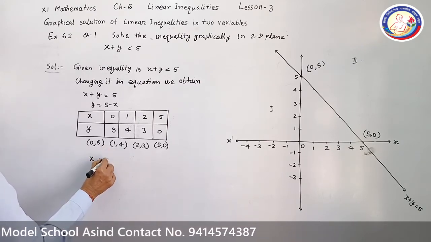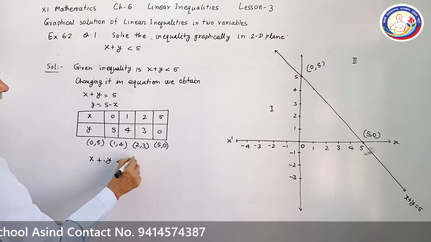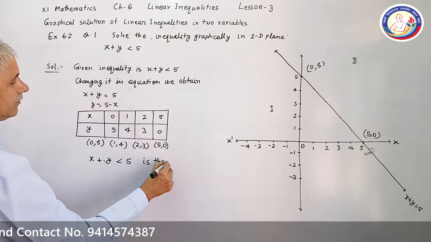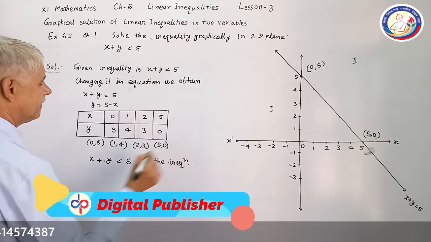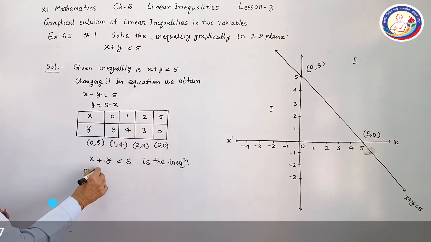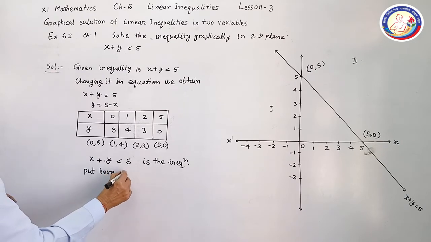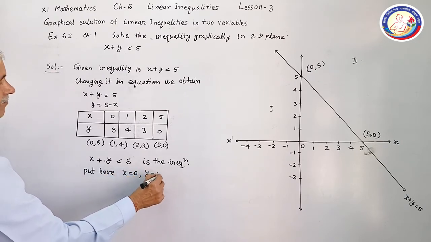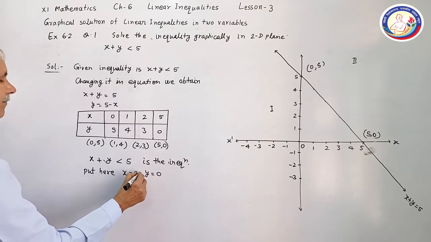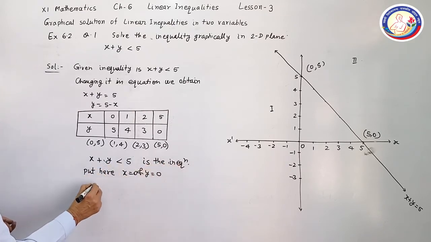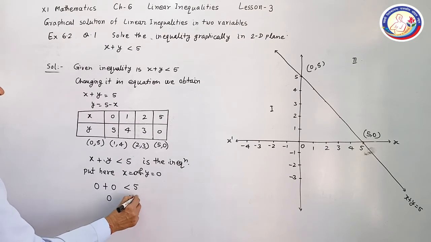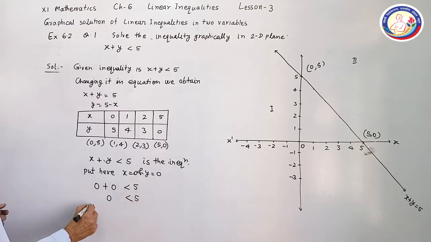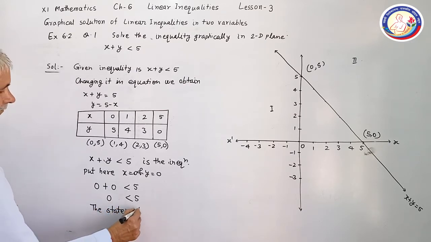X plus y is less than 5 is the inequation. Put here x equal to 0 and y equal to 0. What will we get? 0 plus 0 is less than 5, or 0 is less than 5. The statement is true.